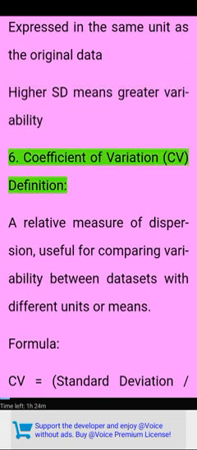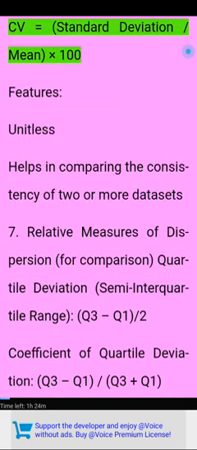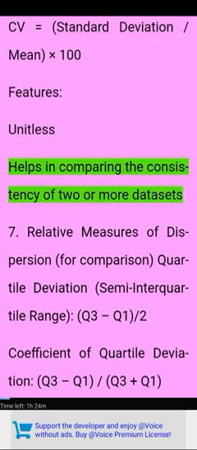6. Coefficient of variation, CV. Definition: a relative measure of dispersion, useful for comparing variability between datasets with different units or means. Formula: CV equals standard deviation divided by mean, times 100. Features: unitless. Helps in comparing the consistency of two or more datasets.